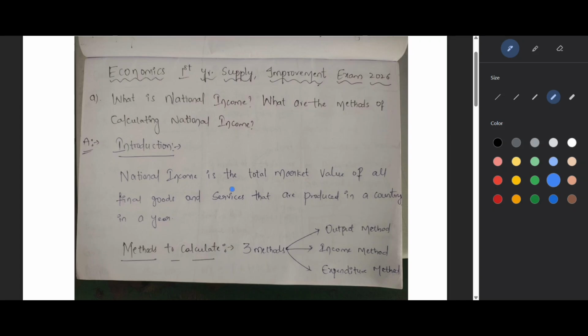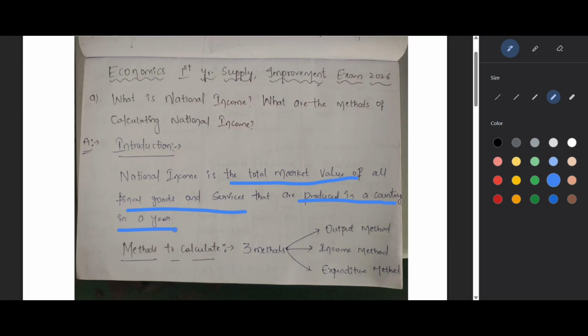Let's start. National income means the total market value of all final goods and services that are produced in a country in a year. This is called national income. Let's understand this national income definition with a simple example.